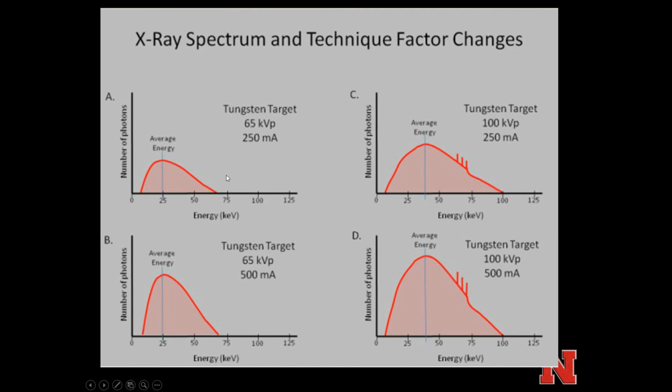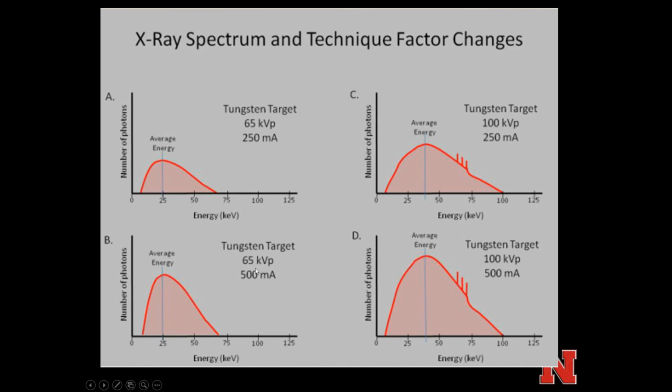Changing mA wouldn't change it. If you changed mA from 250 to 500, like we see down here in segment B, the average energy stays the same. The only thing that changes is the number of X-rays produced, so the area under the curve got bigger. So if I showed you these two pictures, you know that kVp didn't change. You know that mA had to have changed because the average energy stayed the same. The only thing different was that more X-rays were produced. If this hill got smaller, like was real tiny, and the average energy was the same, then you know that mA had to have gone down.